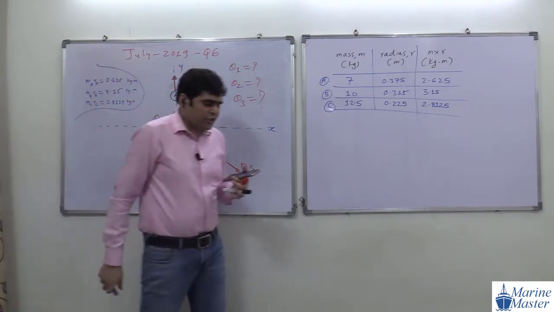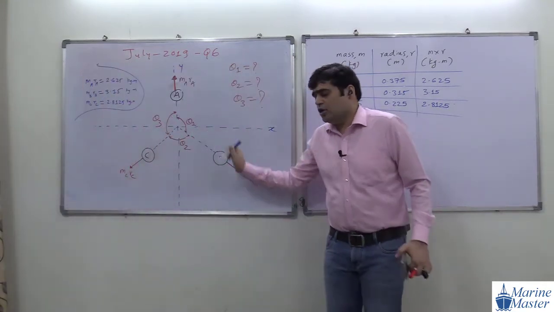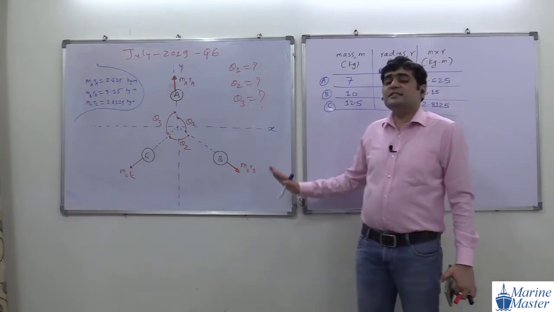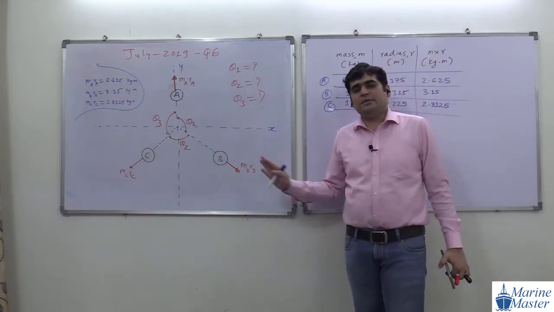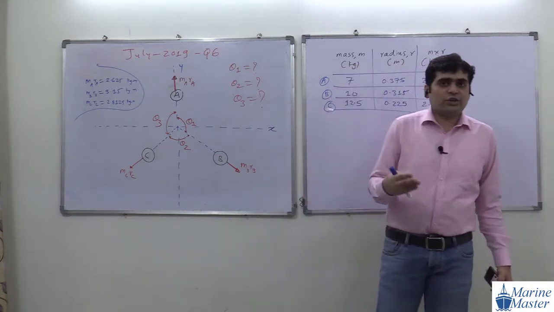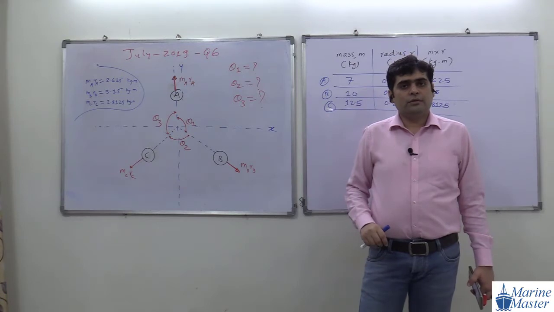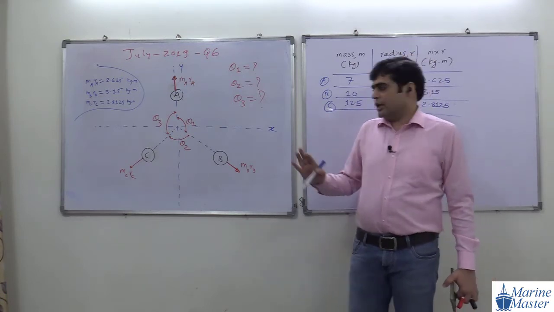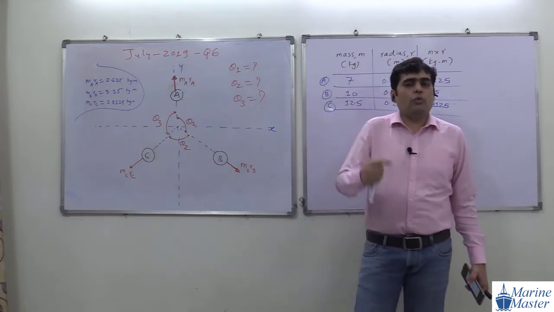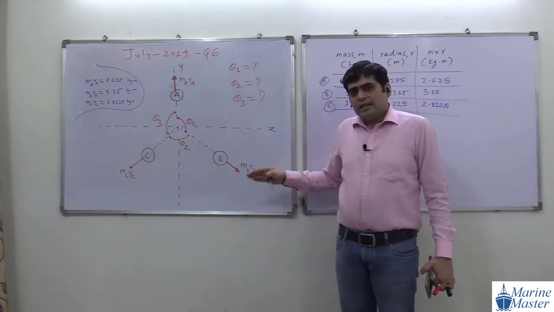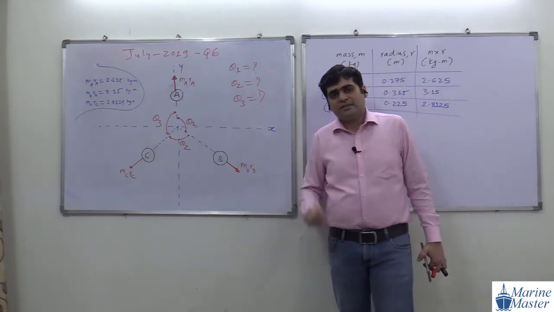Now my question is, is this system coplanar or non-coplanar? This system is coplanar. Good. Now next question, is this system concurrent or non-concurrent? Concurrent. Okay, good. So this system is coplanar concurrent. Now next question is, is this system balanced or unbalanced?